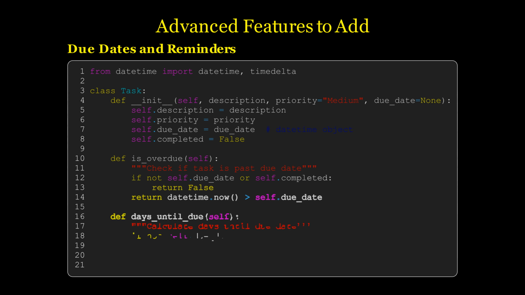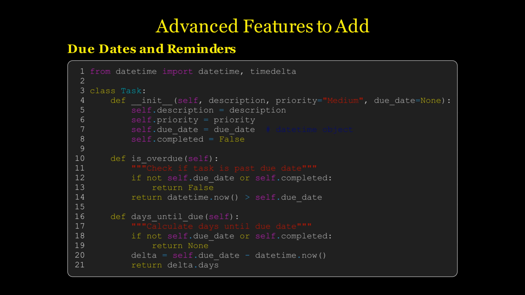First extension: add due dates and reminders. Modify the task class to include an optional due date parameter. Add an is overdue method that checks if the current time is past the due date, but only if the task isn't completed. Add a days until due method that calculates how many days remain using timedelta arithmetic.